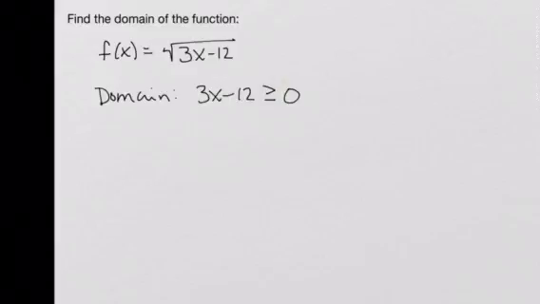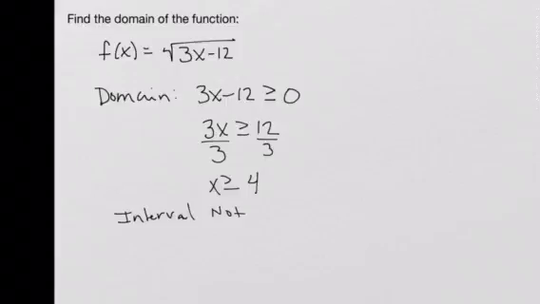In this case, we're going to solve for x, so we move our 12 over, add 12 to both sides, and divide both sides by 3, so x is greater than or equal to 4. So this means for interval notation, we would start at the number 4, so use a bracket, and we would go to all the numbers that are larger than 4, because it says greater than or equal to 4, so 4 to infinity.